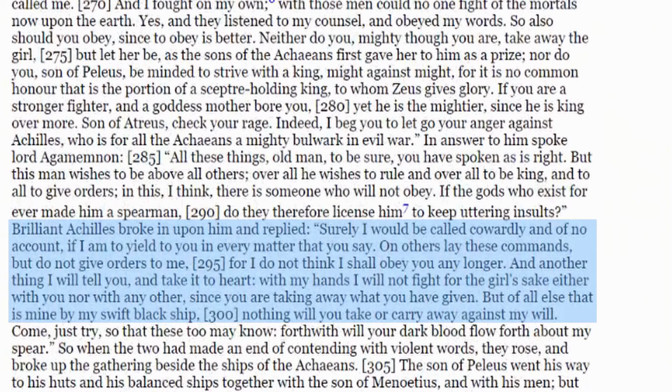And Achilles says, "I would be called cowardly and of no account if I'm to yield to you in every matter that you say. On others lay these commands. Do not give orders to me, for I do not think I shall obey you any longer. And another thing I will tell you, take it to heart. With my hands, I will not fight for the girl's sake either with you or with any other, since you are taking away what you have given."